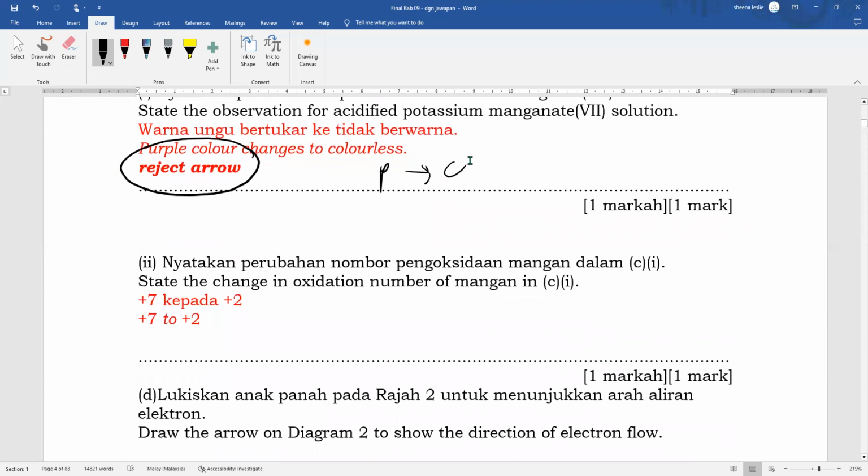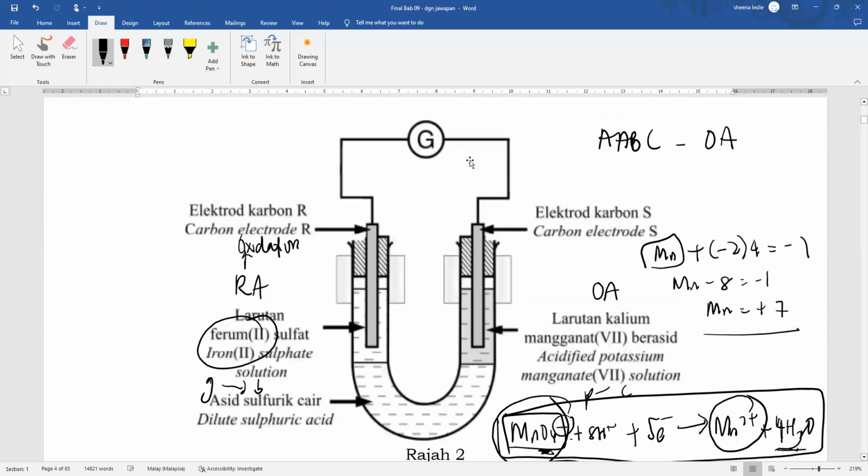Okay, now draw me the arrow of the direction of flow, class. It will always flow from where to where? Cathode to anode. No such thing. How do you know which one's my cathode, which one's my anode here? From iron to acidified potassium.